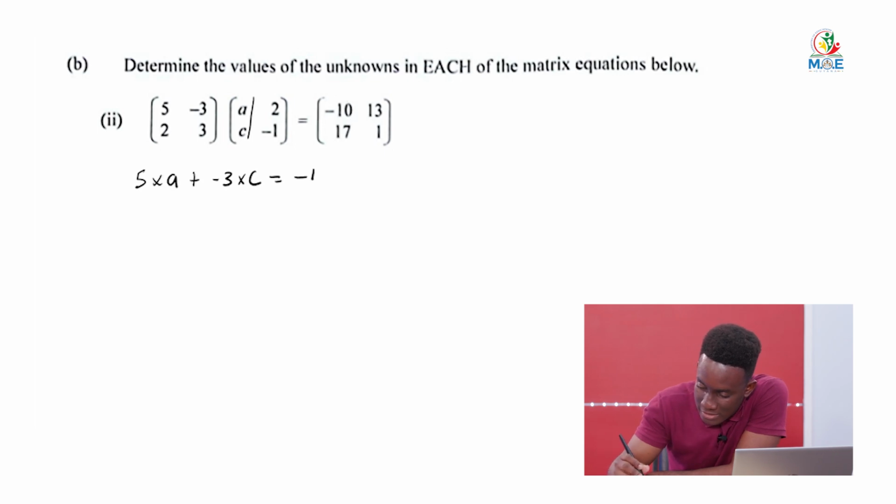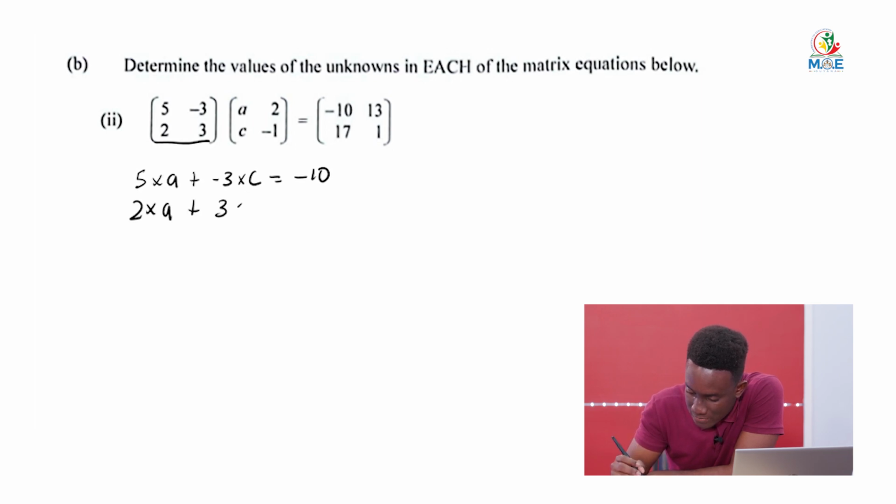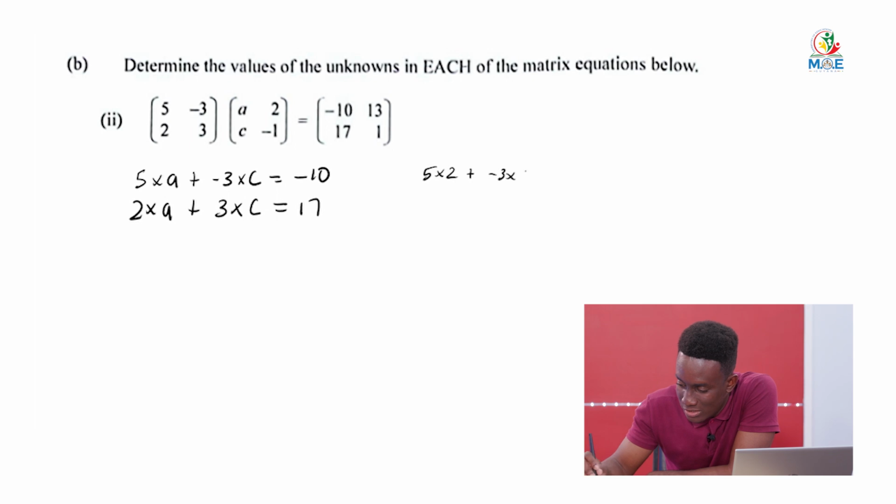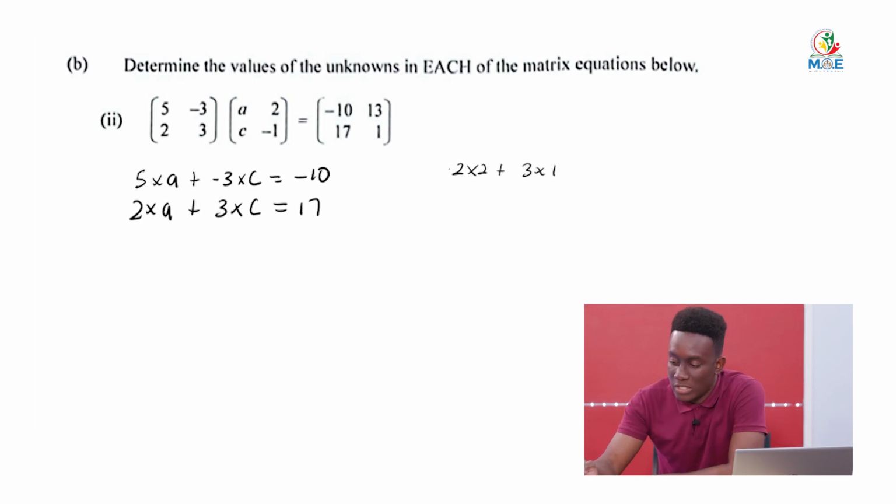When we do this, this will be equal to this top one here, which is negative 10. Next, we want the bottom piece now. So this will be 2 times a plus 3 times c, and this will be equal to this bottom piece, which is 17. If we work out the rest, we'll have 5 times 2 plus negative 3 times 1, but no unknown is there. And for the last matrix, we'll have 2 times 2 plus 3 times 1. We have no unknown there, so that doesn't concern us.